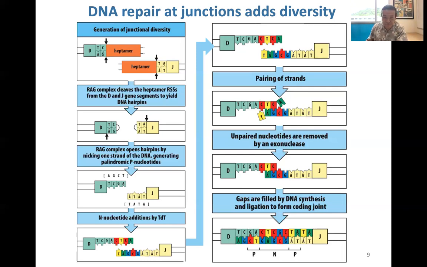And the way it does it is that, let's say here you have a D block that had one of these RSS sequences, the heptamer, the 7 base pair sequence, which in my rope was orange colored. And on the other side, you have a J block that has the heptamer next to it. This was cut, and these two ends have to be joined together. So you have an enzyme that cuts out the heptamer, leaving whatever is left. In this case, on this one, you have a C and a G. Here you have a T and an A.